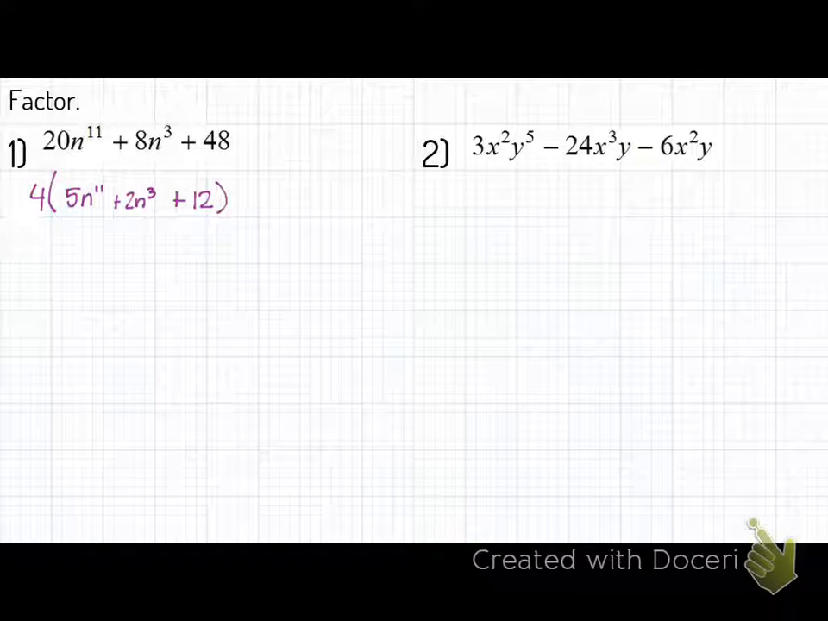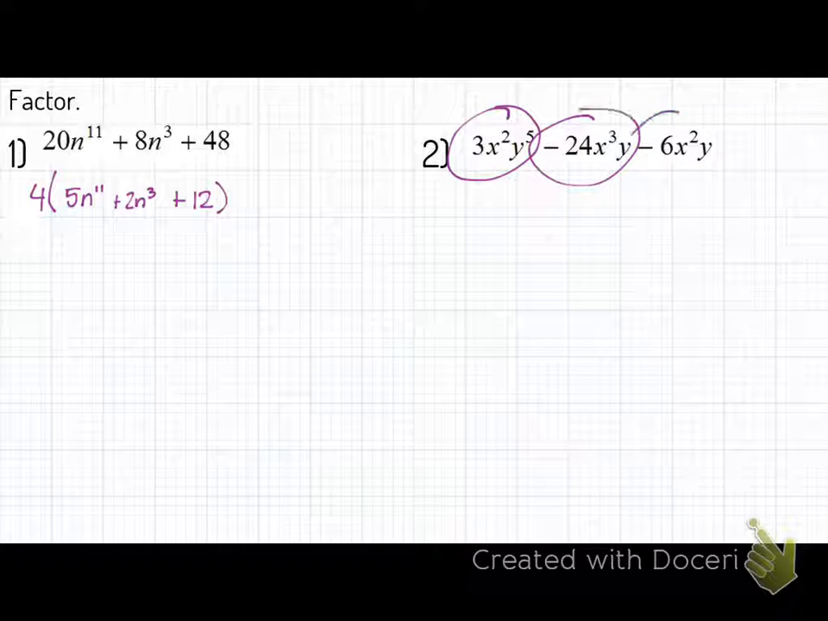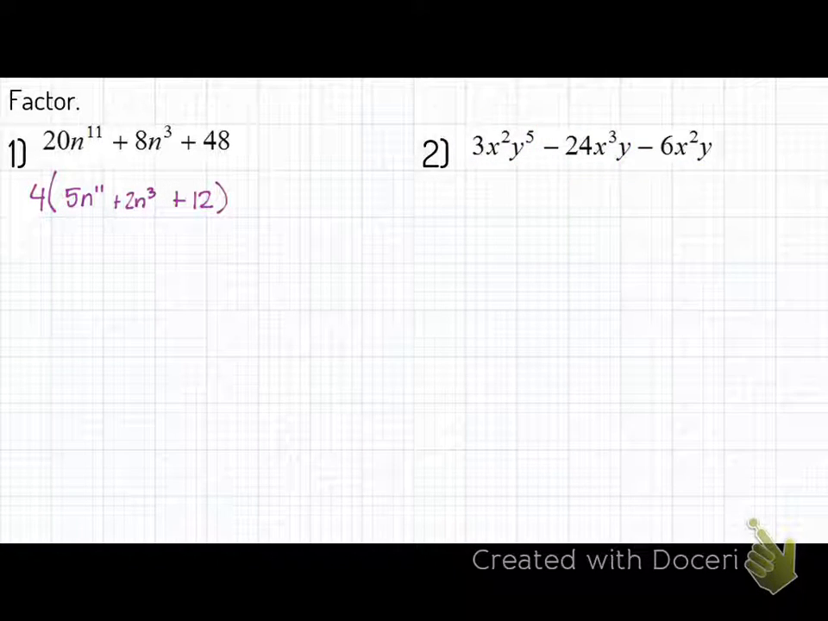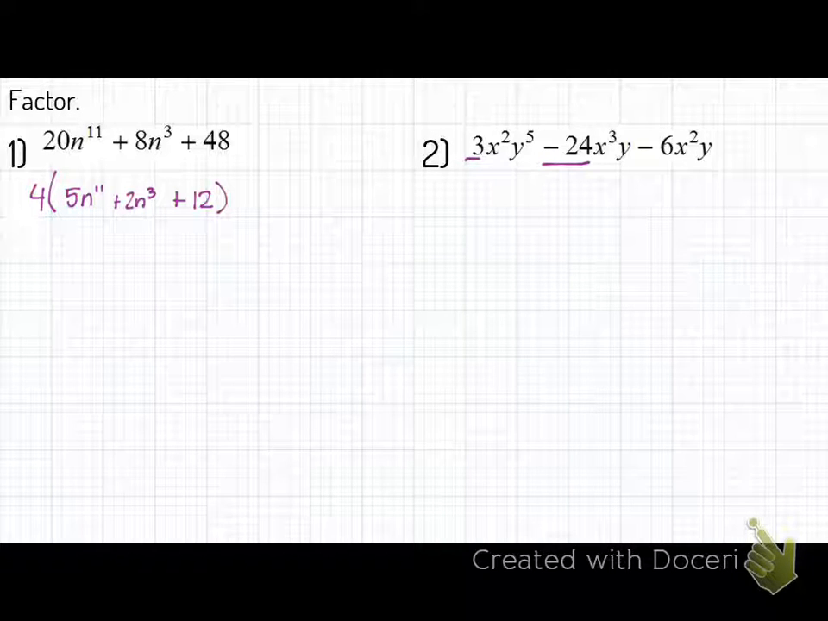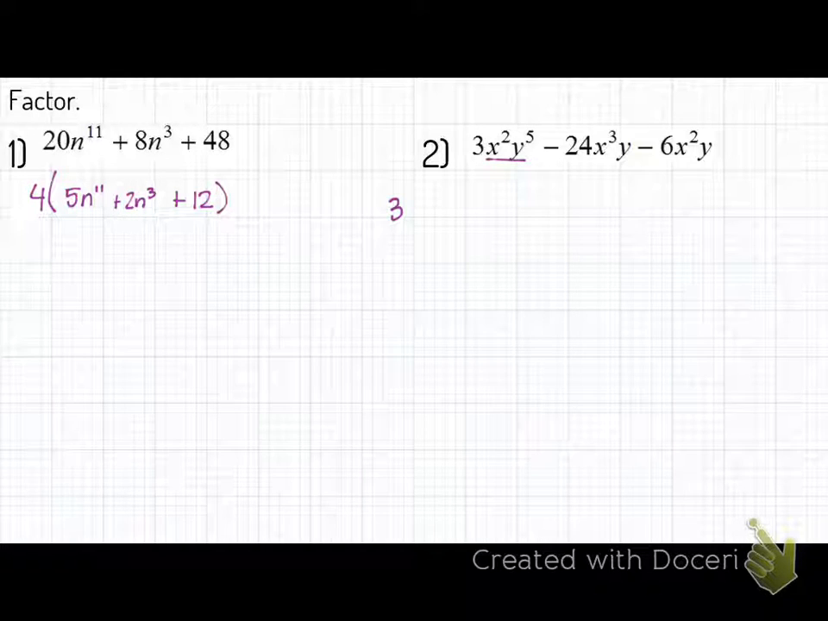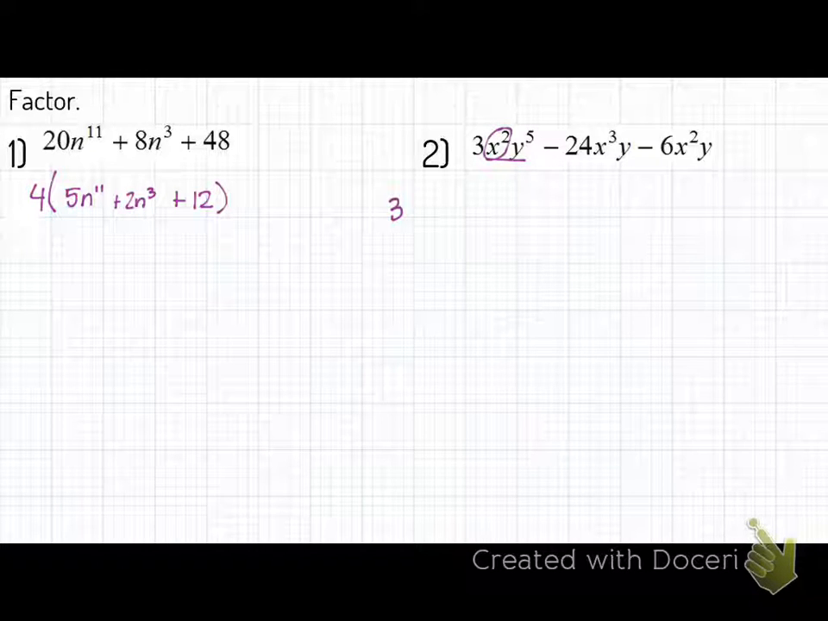So number 2, we have 3x squared y to the 5th minus 24x cubed y minus 6x squared y. We have 3 terms here. We want to look at our coefficients first. I'm thinking, what goes into 3, negative 24, negative 6? Yeah, I think 3 goes in there, so I could take out a 3. Then I look at my variables. I've got x's and y's here. We've got x squared, x cubed and x squared, and all 3 have x, so I know I could take out an x.